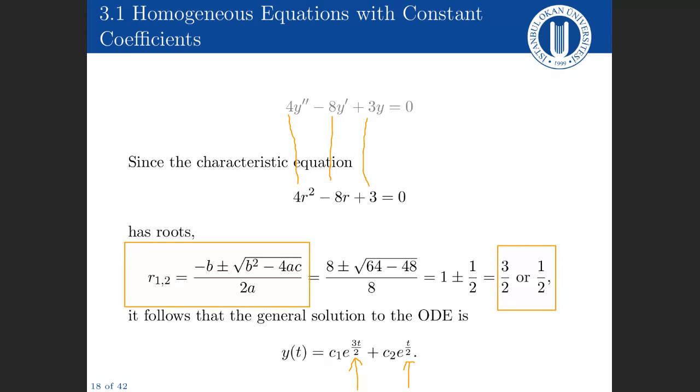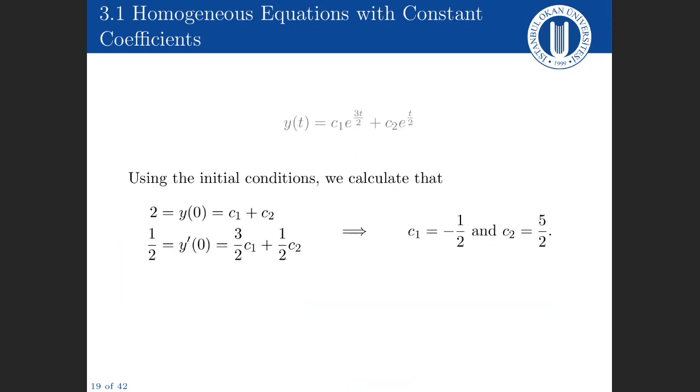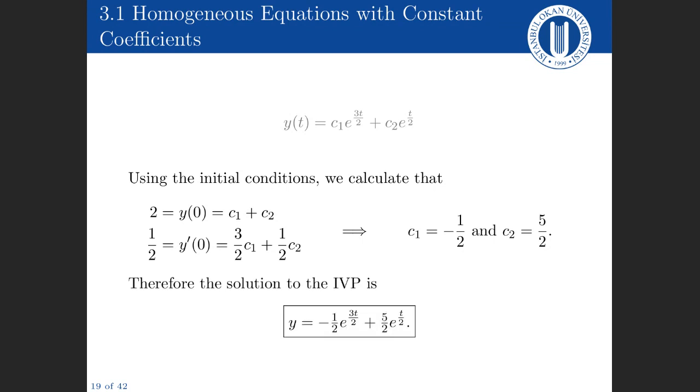To finish this example, all we need to do is find the constants C1 and C2. And I'm going to leave this for you to check. Please check that using the initial conditions, we must have that C1 is minus a half and C2 is 5 over 2. Put these into the previous equation. The solution to the initial value problem must be minus a half e to the power 3t over 2 plus 5 over 2 e to the power t over 2.